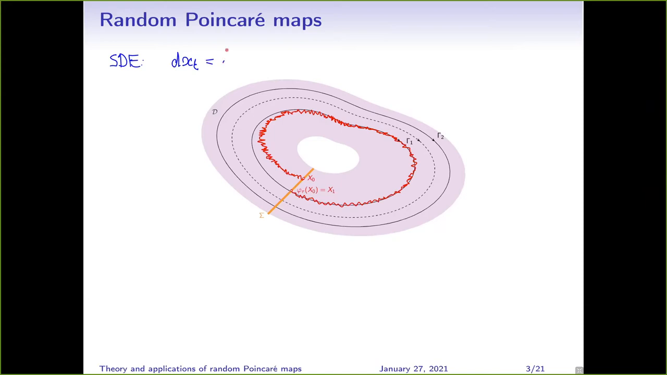So dx_t is some drift term f(x_t) dt plus some noise term sigma g(x_t) dW_t. So W_t is a Wiener process, and often I will think of sigma as being a small parameter, though it doesn't have to be in all cases. So x is still in R^n, W can be in some R^k, and then g will be a matrix of the appropriate size. I don't know if you're all familiar with SDEs, with stochastic differential equations.